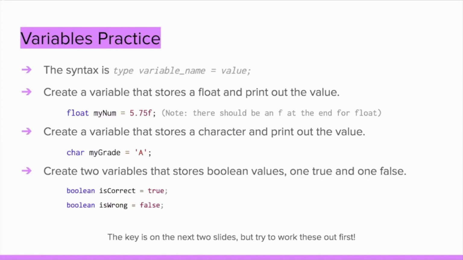Now let's practice. We have 3 questions. The first asks us to create a variable that stores a float and prints out the value. Second, create a variable that stores a character and prints out the value. Third, create 2 variables that both store Boolean values, one true and one false. What happens when you print out this code? Pause the video here, and when you're done, resume the video to go over the answer.